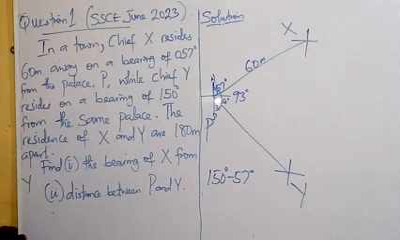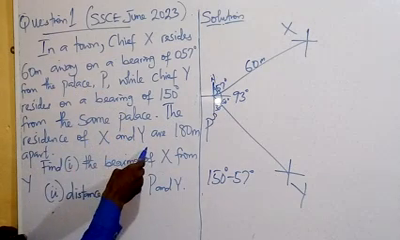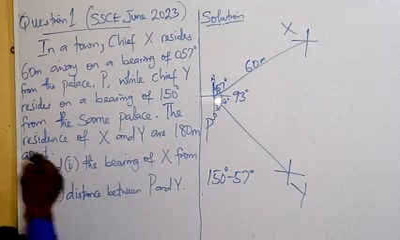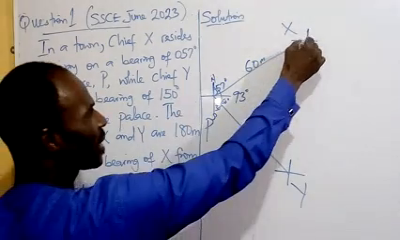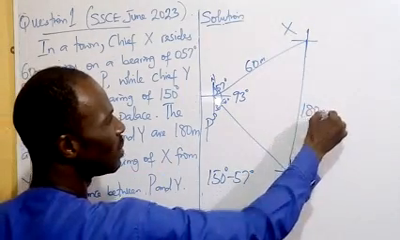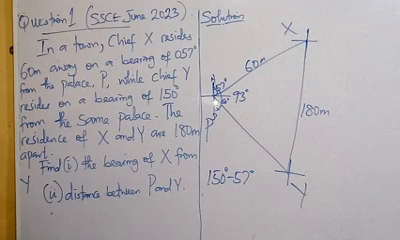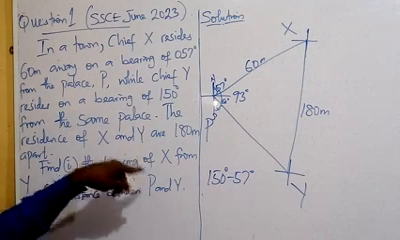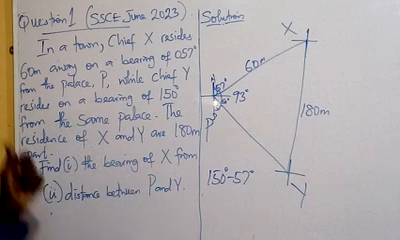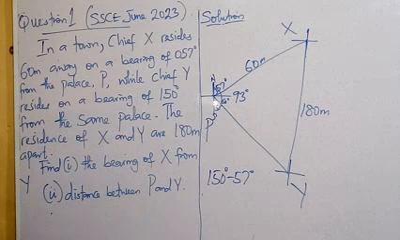Coming back to the question, the residents of X and Y are 180 meters apart. That is the distance between X and Y, 180 meters apart. That's the difference. All right, the question is, find the bearing of X from Y. The bearing of X from Y.